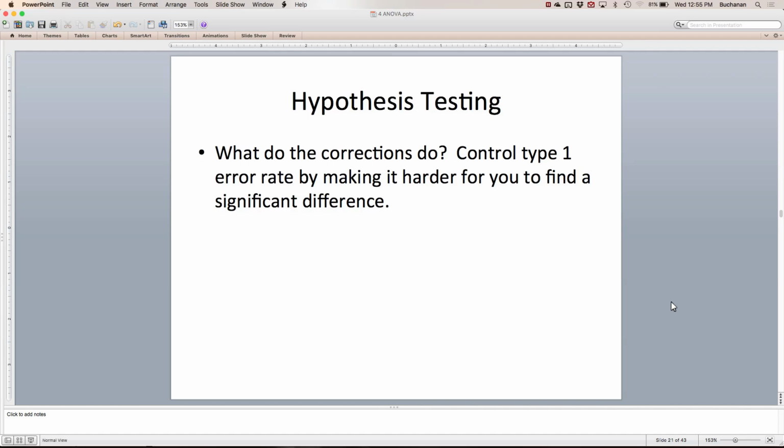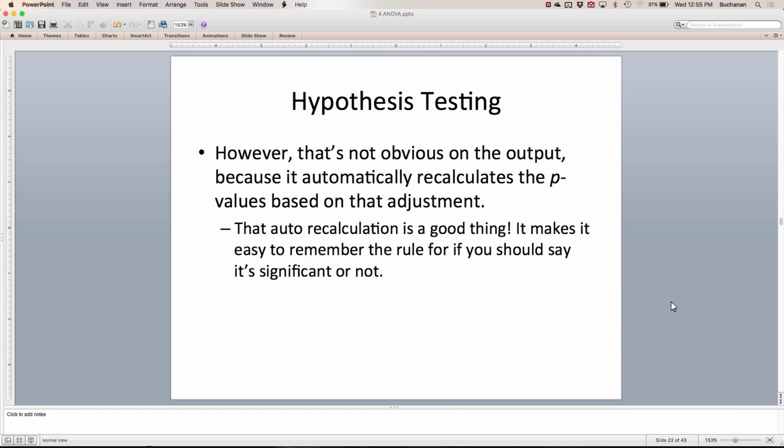And so the way I fix that is I make it harder for me to find something based on the number of times I'm running tests. Bonferroni is one of the simplest ones. It takes the number of tests that you're running and auto-corrects for you based on that. So it says, you're running 3 tests, I'm going to fix you for 3. You're running 12, I'm going to fix it for 12. It's not going to be very clear in the output that it is doing anything, because it makes life easy for you and auto-fixes p.